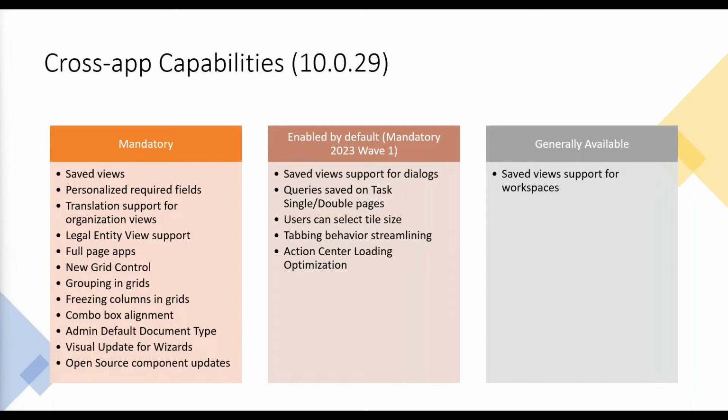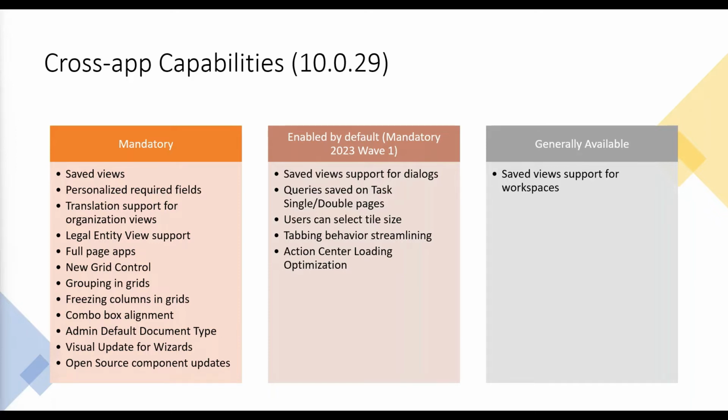Obviously, you can change them now by 1 by 1, 2 by 2, and I think there's a 4 by 4. Like there's small, medium, and large if you want to look at it that way, where you can change those tile sizes to reflect what you want to be more pronounced inside of a workspace, right? The tabbing behavior, they've been going through and streamlining that, and the action center loading is being optimized as well. And then GA, which will probably be enabled by default in 2023 wave 1, and then in wave 2 will probably be required if they continue with this cadence.